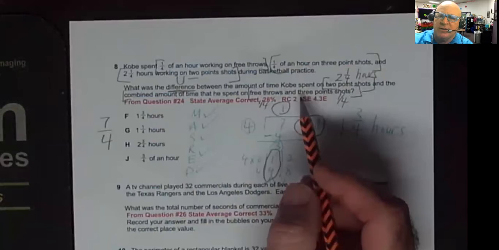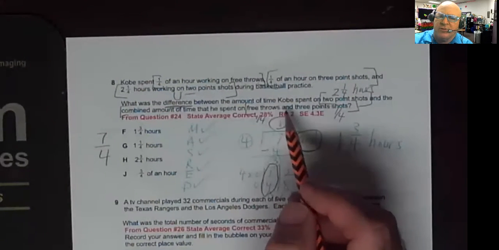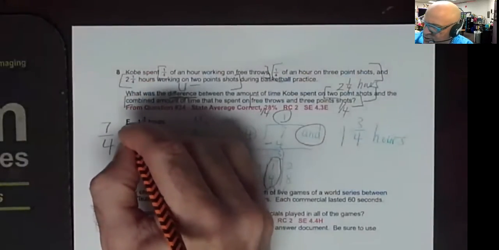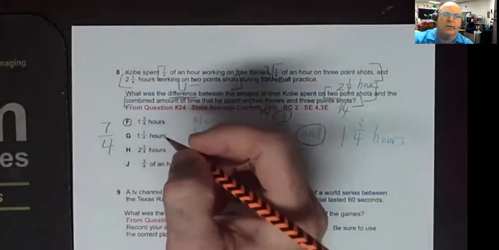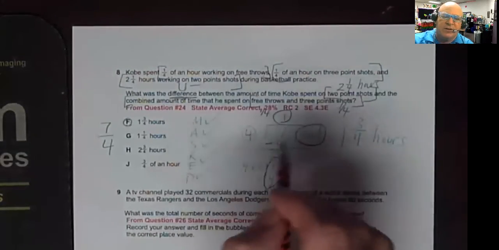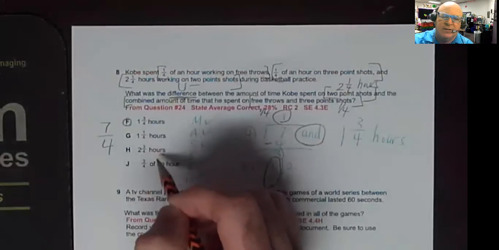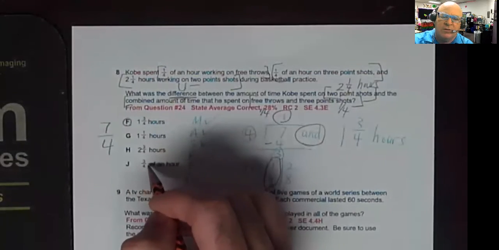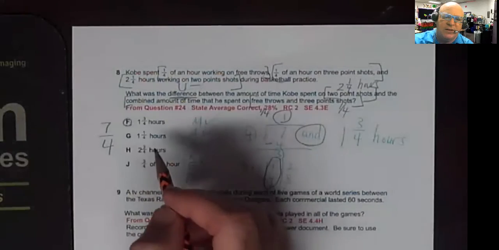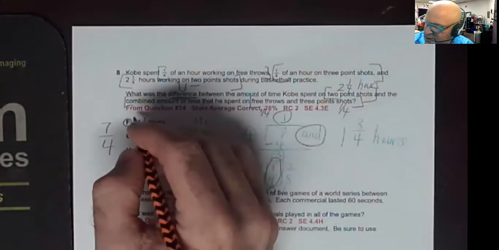was the difference between the amount of time that Kobe spent on the 2-point shots and the combined amount of free throws and 3-point shots. So 1 and 3/4 is one of our choices. If your kids read the numbers out of order, it's possible they could say one of these wrong. They could count wrong. They could only think about the 3/4 because sometimes they think of remainders or parts of remainders. So the answer is F.